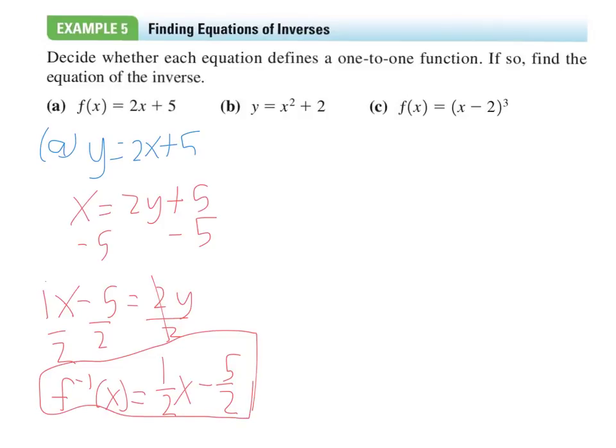Now for part B, y equals x squared plus 2. If you recognize, that's an upward facing parabola. So there are infinitely many places where it would fail the horizontal line test. Since it's not 1 to 1, that means there is no inverse.